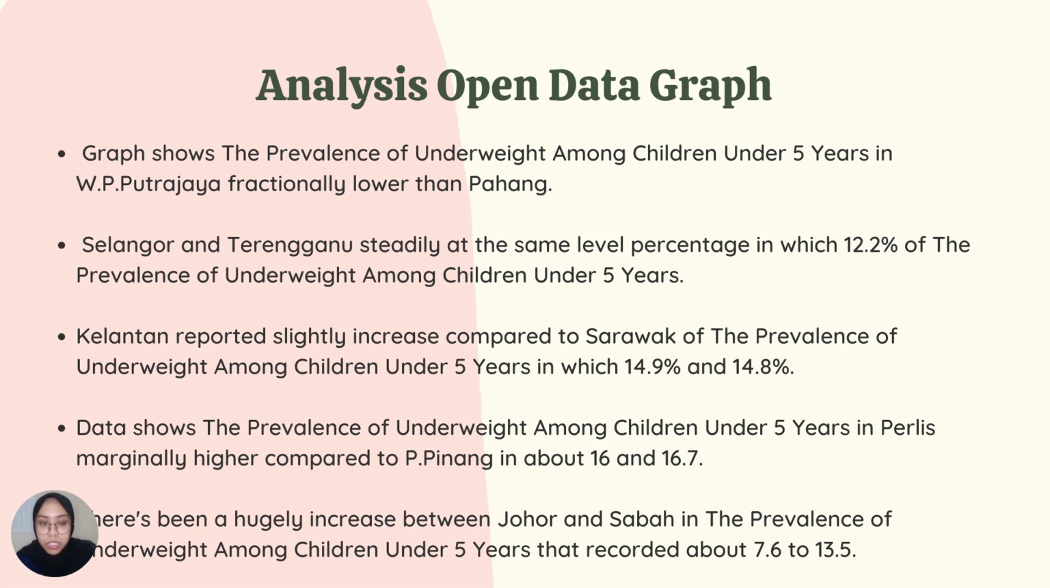Third, Kelantan reported slightly increase compared to Sarawak of the prevalence of underweight among children under 5 years, in which 14.9% and 14.8%. Next, data shows the prevalence of underweight among children under 5 years in Perlis marginally higher compared to Pulau Pinang in about 16 to 16.7. Last, there's been a hugely increase between Johor and Sabah in the prevalence of underweight among children under 5 years that recorded about 7.6 to 13.5.